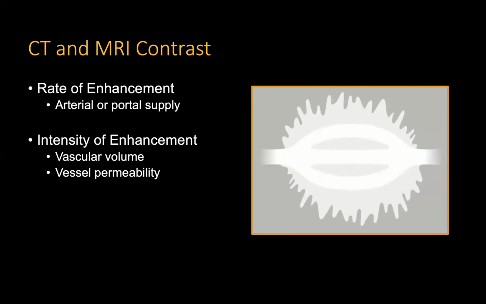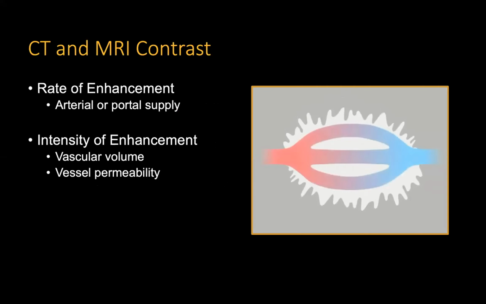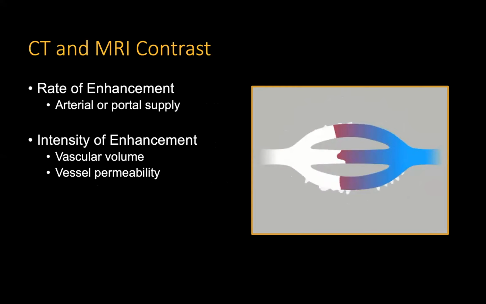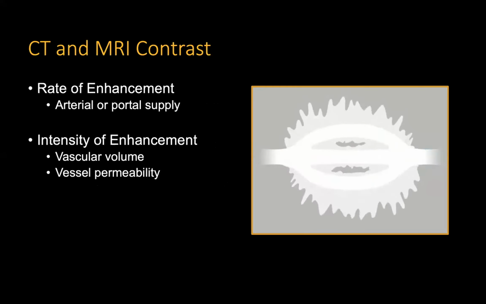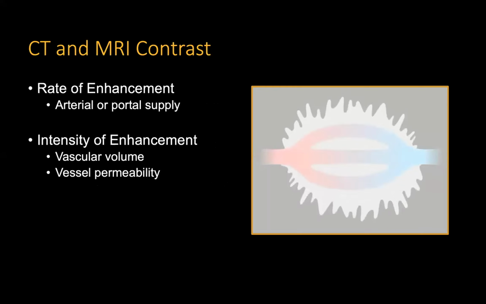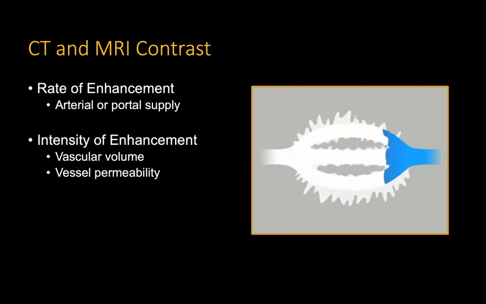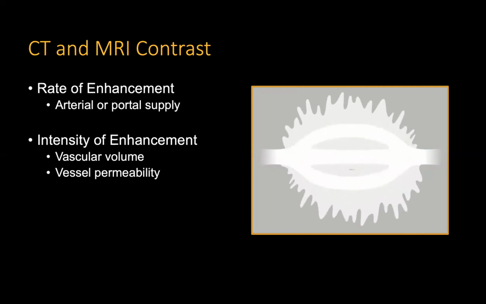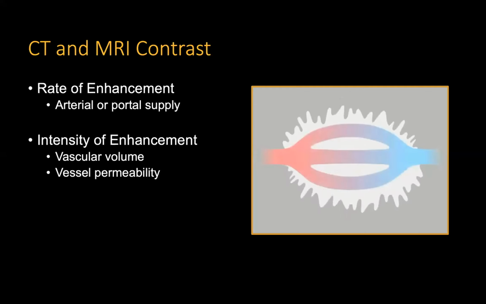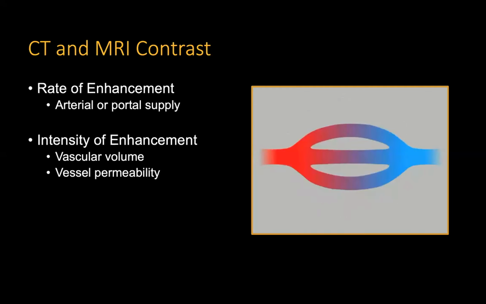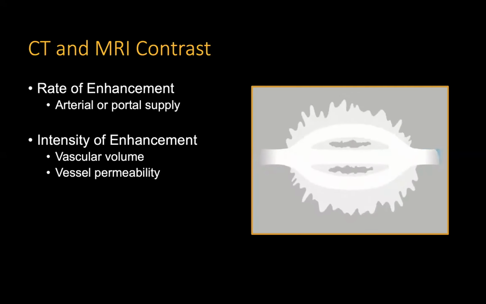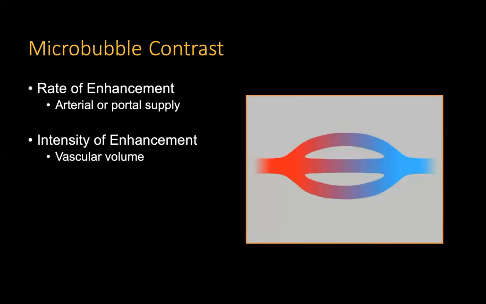So when we look at CT and MR contrast agent entering the vessels, the rate of the enhancement is related to both the arterial and the portal supply to our liver and the tumor. And the intensity of the enhancement, however, relates to the vascular volume and also to the vessel permeability. So if we have some malignant tumors that have very permeable vessels, and particularly if we have a fibrous stroma, we can have a lot of contrast agent pass into the interstitium of the tumor.